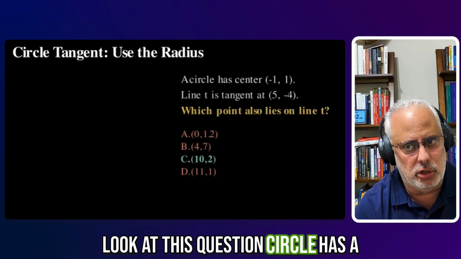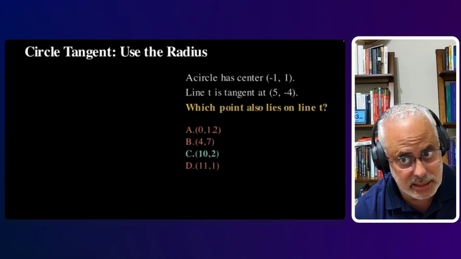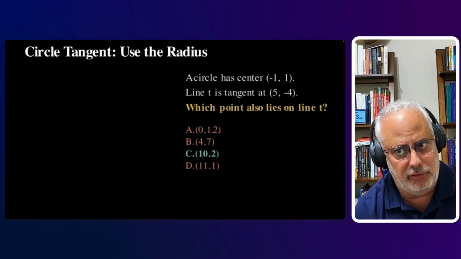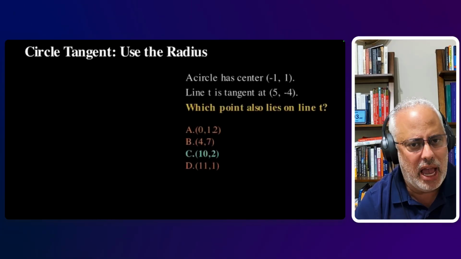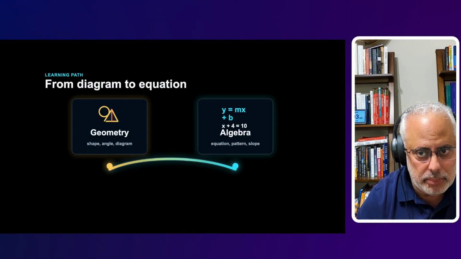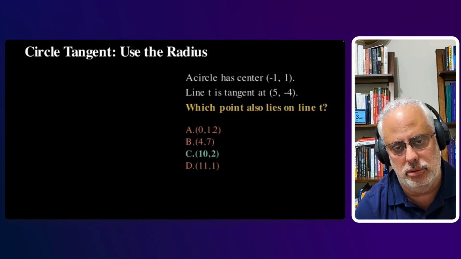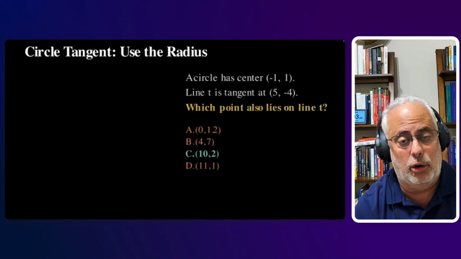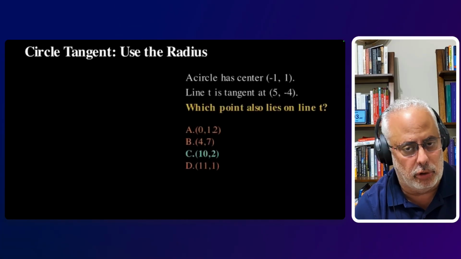Look at this question. Circle has a center at (-1, 1). Line T is tangent at (5, -4). Which point also lies on line T? So we have here geometry, but also we have algebra. So the visible part is just that. You don't even have a visual for that question. And that question is in the category of hard questions in the SAT bank of questions from College Board.